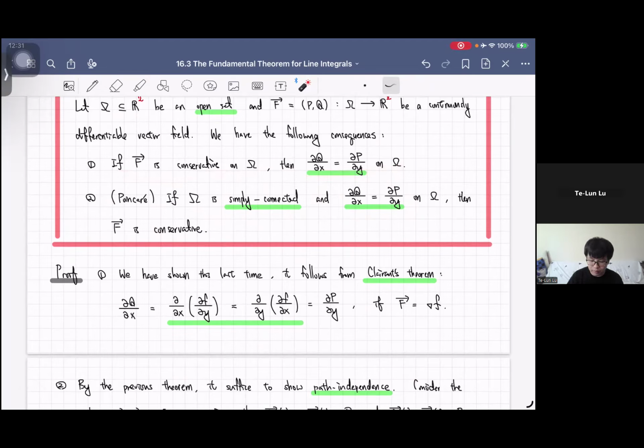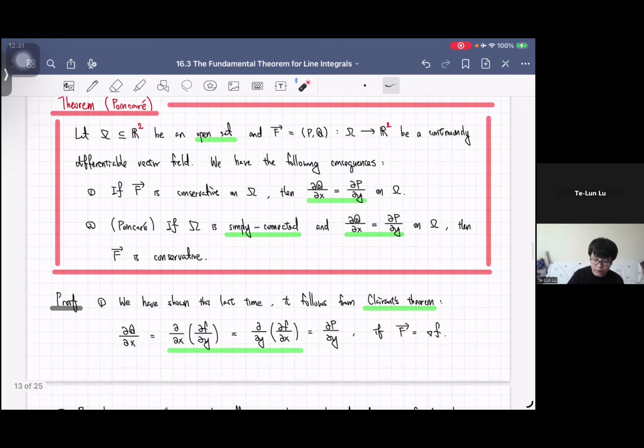Basically, it follows from Clairaut's theorem. Suppose that the vector field is indeed conservative, meaning that F is given by the gradient of f, right? So what is partial q partial x? By definition, since q is the y component of F, it is the partial differentiation with respect to y of this f, right? So you have partial q partial x being partial x of partial f partial y.